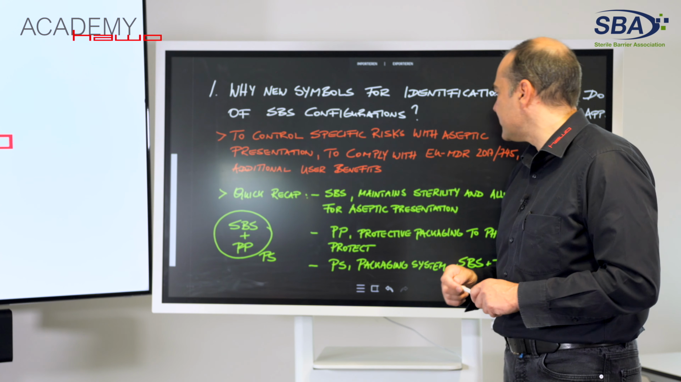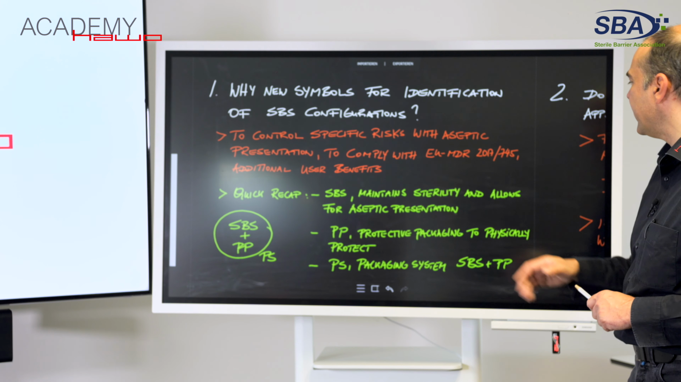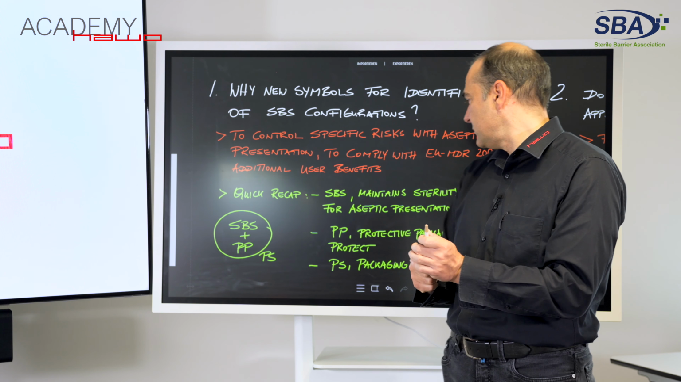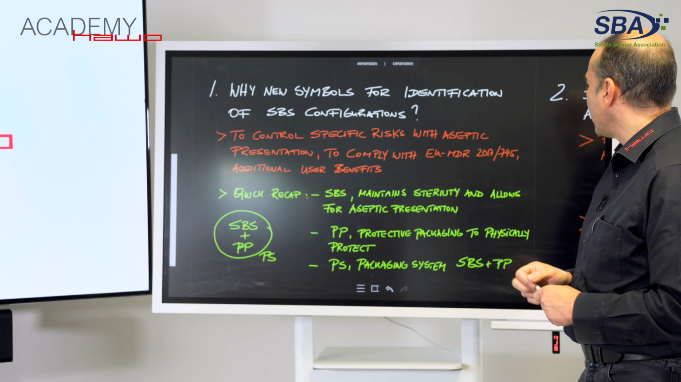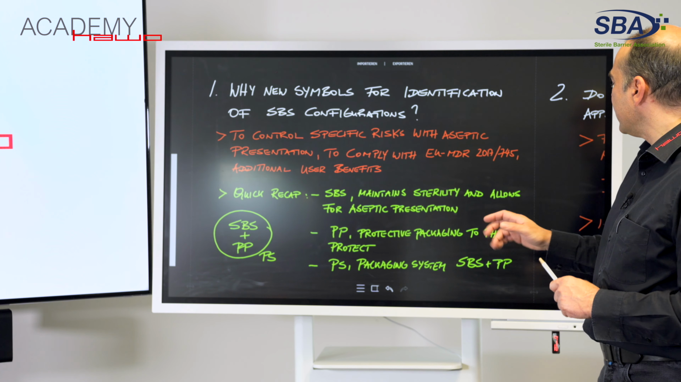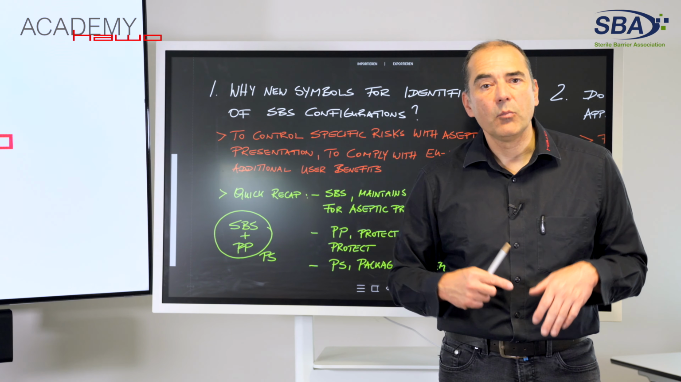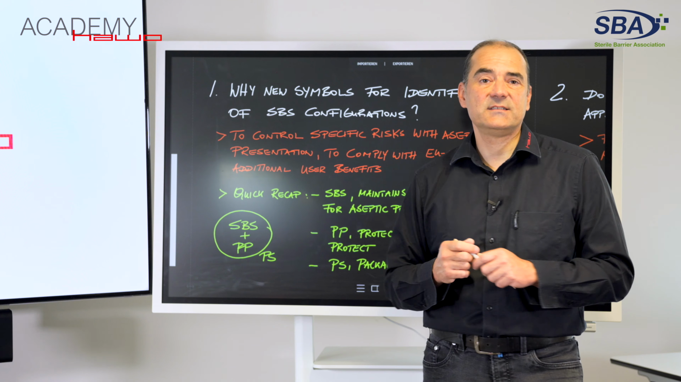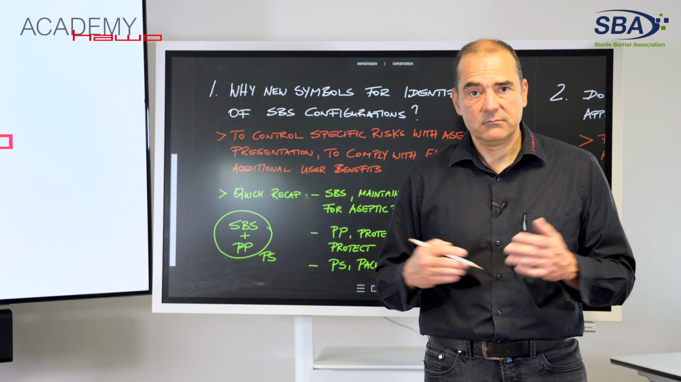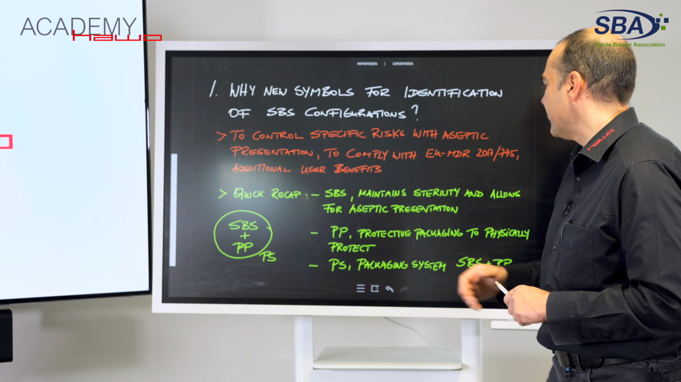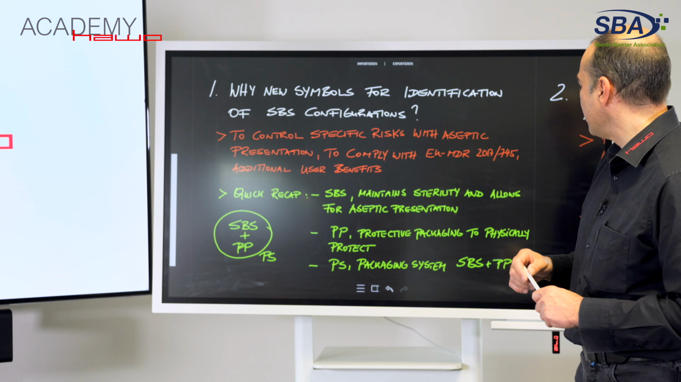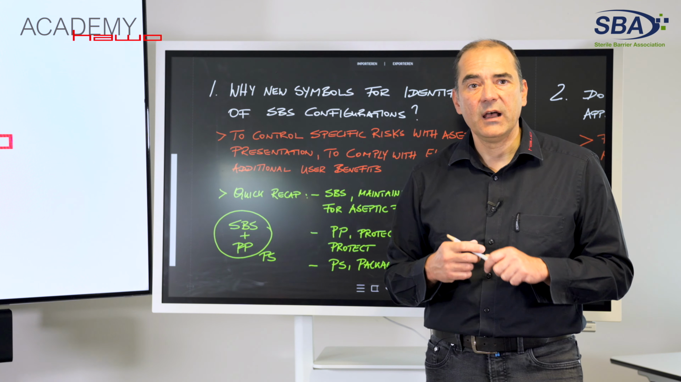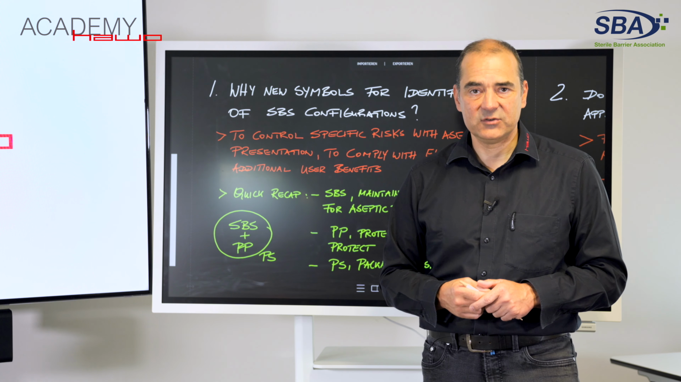The sterile barrier system maintains sterility and allows for aseptic presentation. The protective packaging is there to physically protect the sterile barrier system. And last but not least, the packaging system is the combination of sterile barrier system and protective packaging layer.